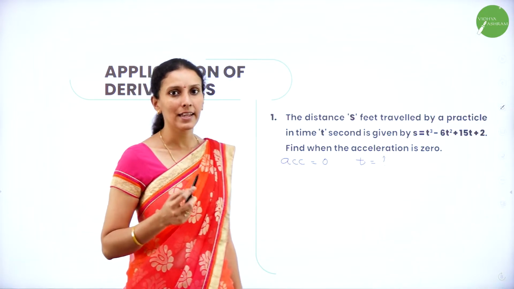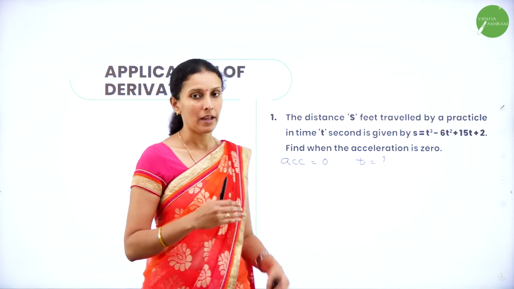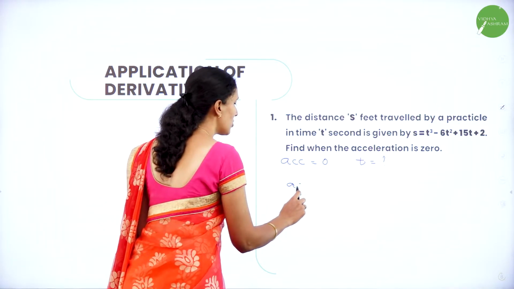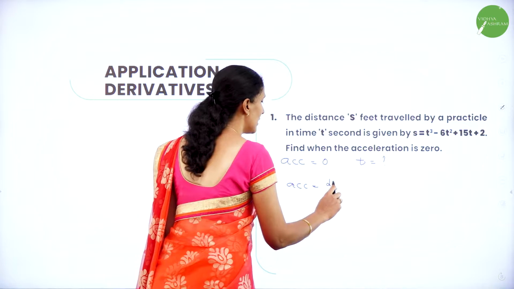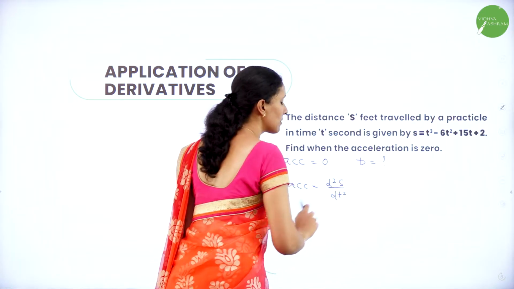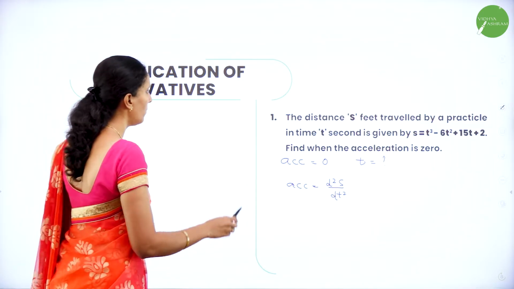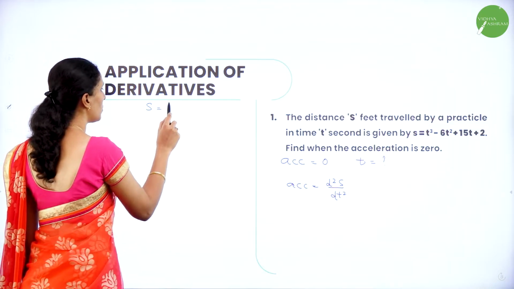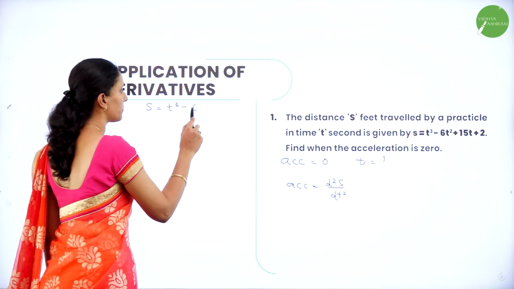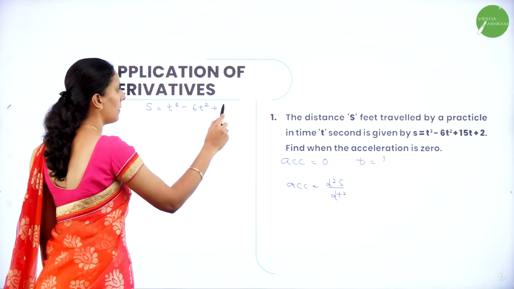Now, what is acceleration? Change in velocity. What is velocity? Change in displacement. But in terms of derivatives, we have seen that acceleration can be written as d square s by dt square. That is, we have to differentiate the displacement with respect to time 2 times. Let's see it now. So we have s = t cube minus 6t square plus 15t plus 2.